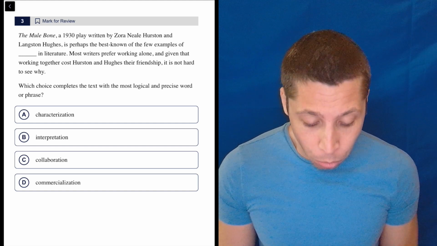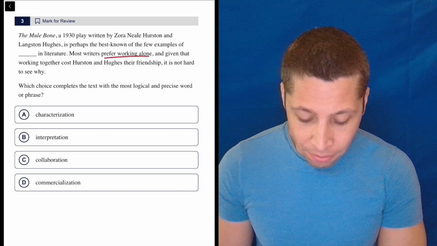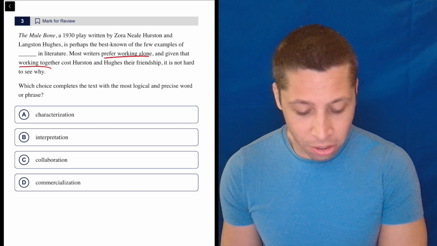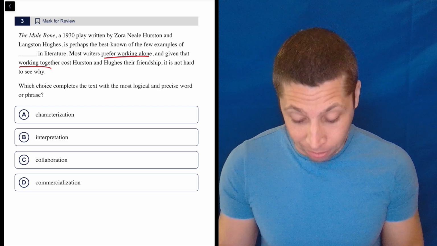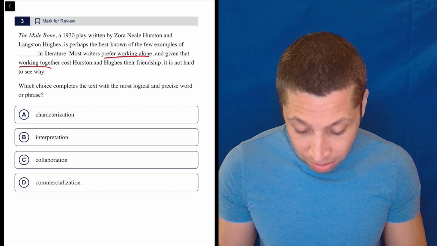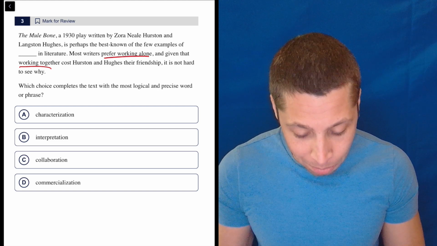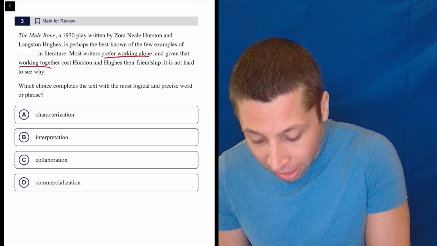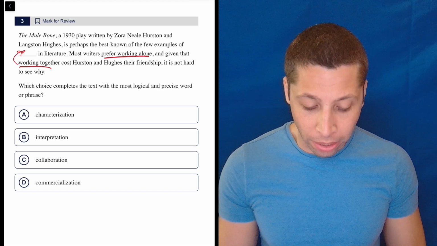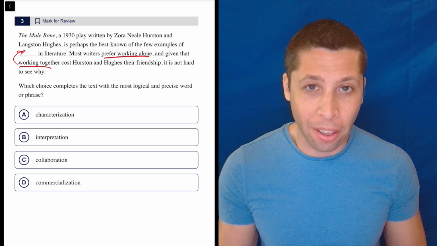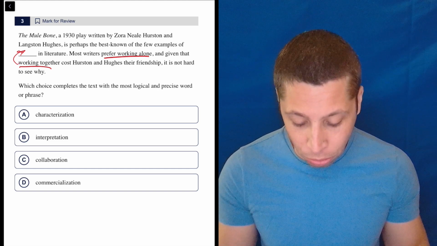Most writers prefer working alone, okay? And given that working together cost Hurston and Hughes their friendship, it is not hard to see why. So this is about working together, right? Like it is perhaps the best known of the few examples of working together in literature. Most writers prefer working alone, and given that they were working together and hated each other, then there we go. We got a whole story here.